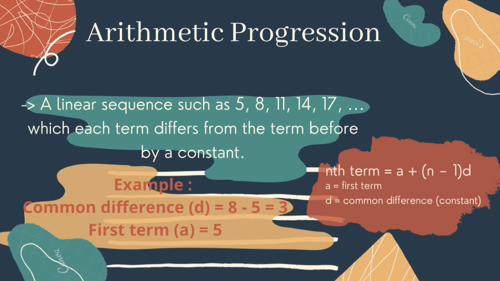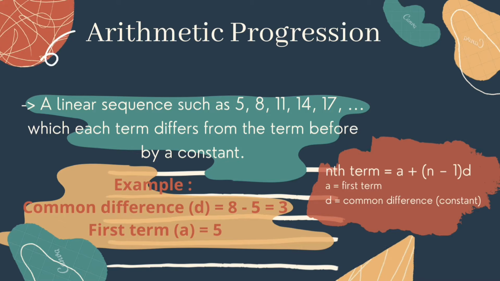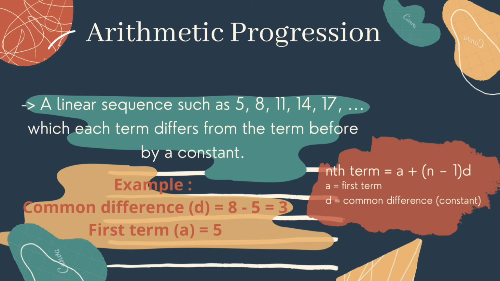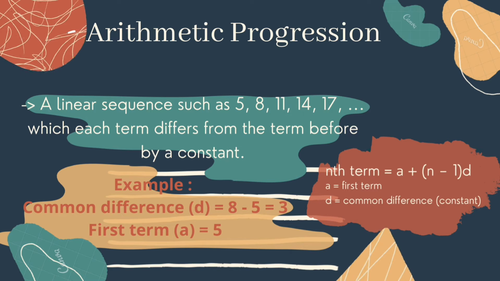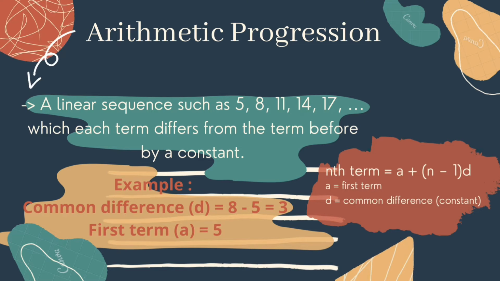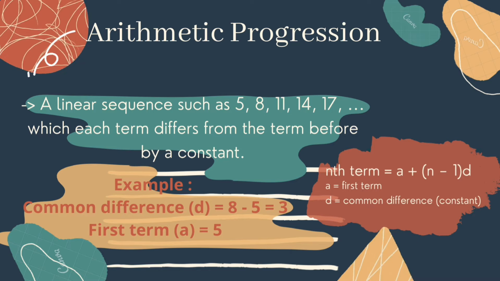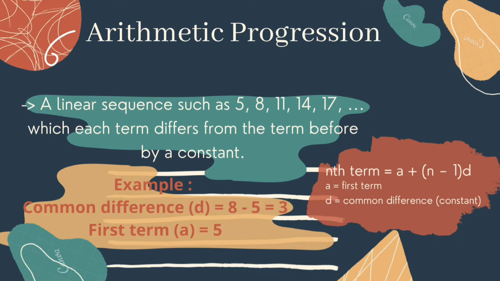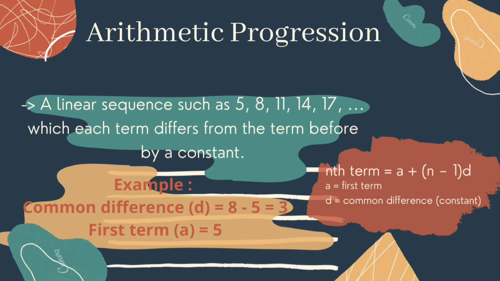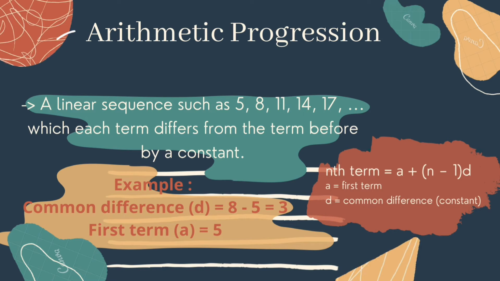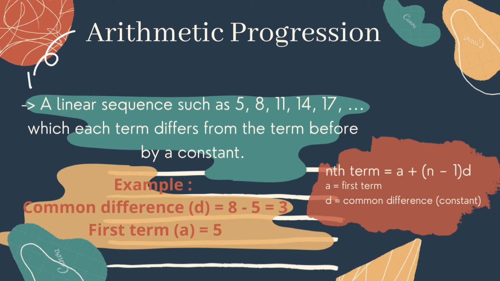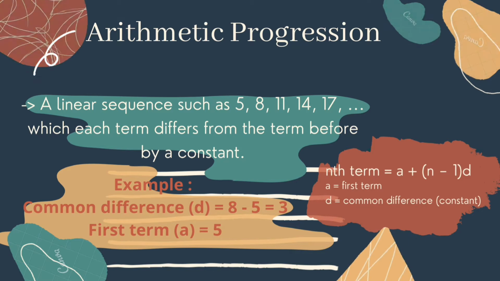Okay, so first we're going to look at arithmetic progression. Arithmetic progression is a linear sequence such as 5, 8, 11, 14, 17 and so on, in which each term differs from the term before by a constant. For example, from this sequence, the common difference, which is d, is 8 minus 5 equals 3, and the first term, which is a, is equal to 5. So, to find the nth term, we use a plus n minus 1 times d.